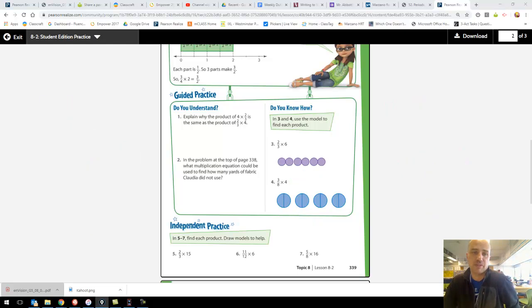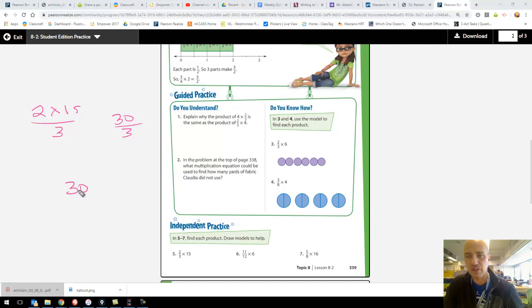Cool. Let's do one more real fast if we can, if we have time. I'll do number 5. 2/3 of 15. Okay, I could draw models to help if I need to, but 2 times 15 over 3 is the math. It is exactly the simplest and most efficient way to do this. 2 15s is 30. 30 thirds.